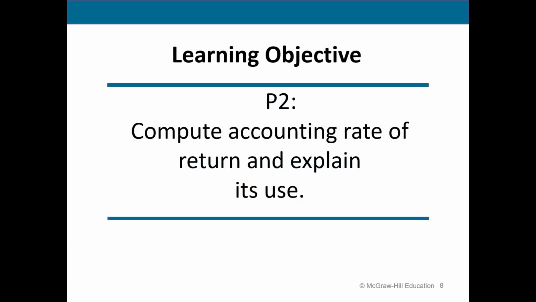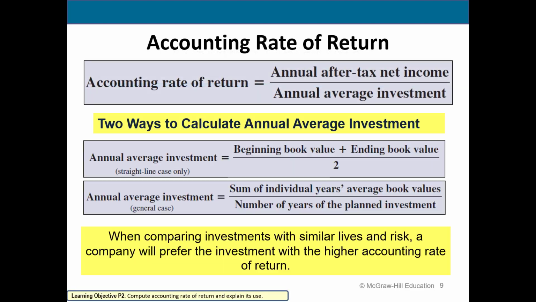We'll look at another method called the accounting rate of return. The accounting rate of return is the percentage accounting return on annual average investment. It's based on net income as opposed to cash flows. It's computed by dividing the project's after-tax net income by the annual average amount invested. The annual average amount invested is the average book value.